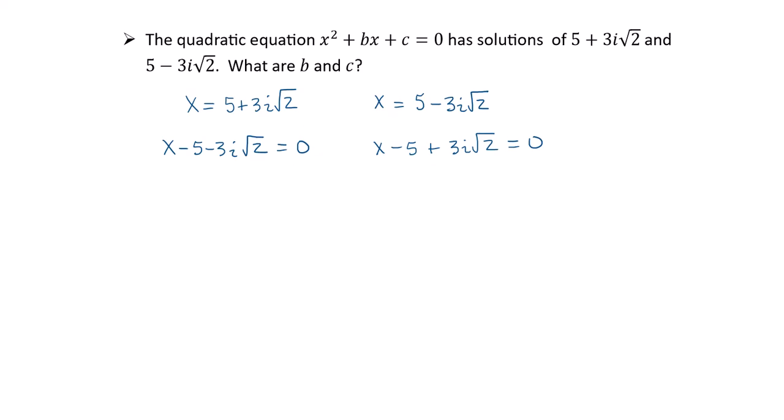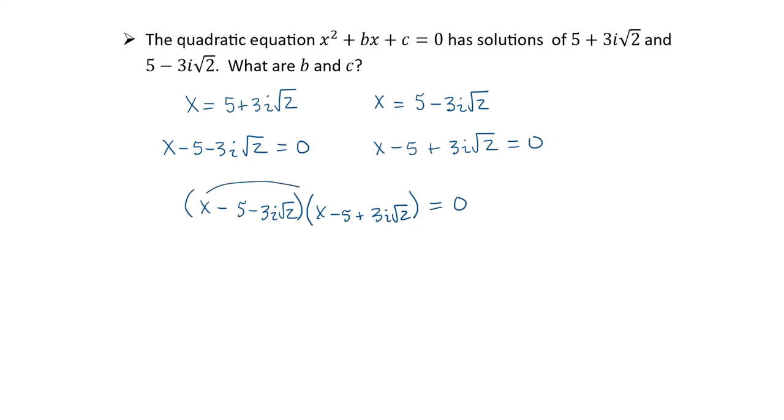Now, this would have come from these two factors multiplied together equaling 0. That's the zero product rule in reverse: x minus 5 minus 3i square roots of 2 and x minus 5 plus 3i square roots of 2. So I'm going to have 3 terms here multiplying 3 terms here. I'll end up with 9 terms in my expansion on that first step, just to know what to expect.